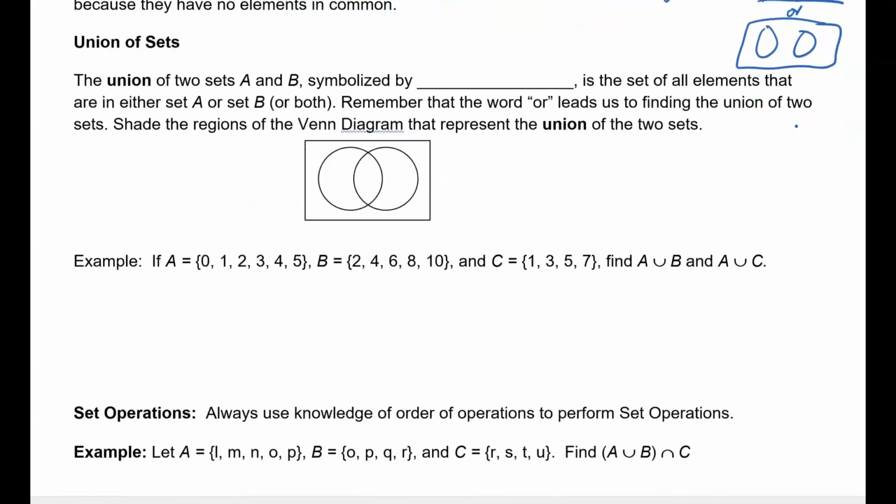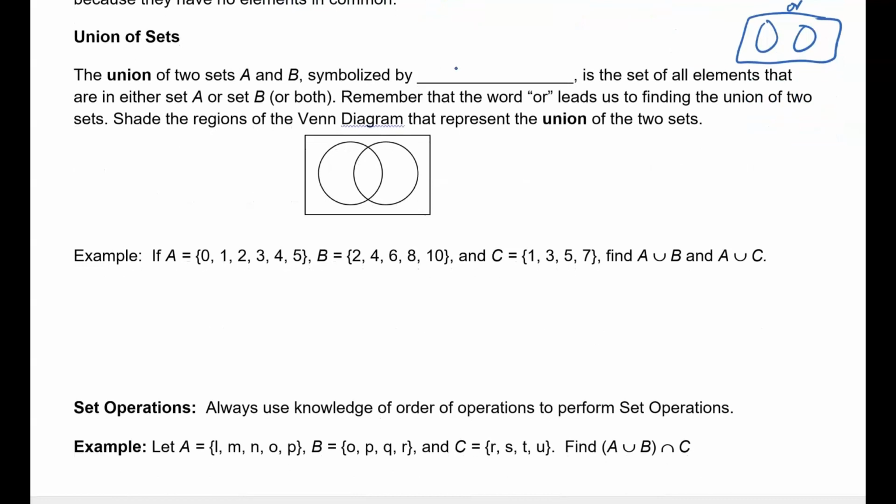So the union of two sets is we draw a symbol. It looks like a U. It's different than the letter U on your keyboard, but it looks like a U. And actually, if you need to type it on the computer, like in Connect, you need to use the math palette. There'll be this symbol there for you. And this stands for the union.